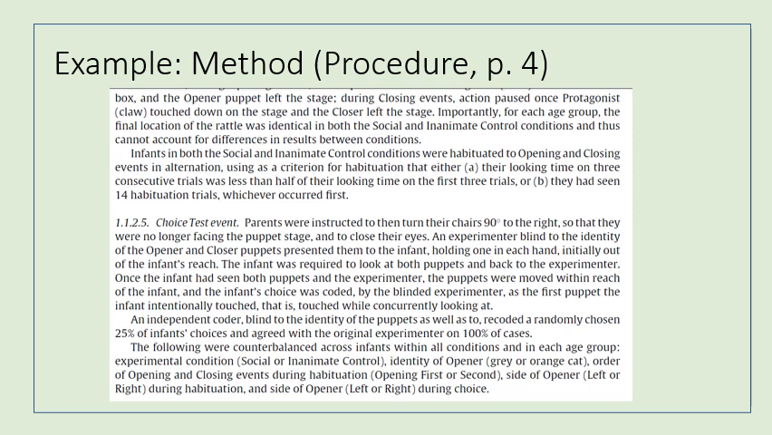An experimenter blind to the identity of the opener and closer puppets presented them to the infant, holding one in each hand, initially out of the infant's reach. The infant was required to look at both puppets and then back to the experimenter. Once the infant had seen both puppets and the experimenter, the puppets were moved within reach of the infant, and the infant's choice was coded by the blinded experimenter as the first puppet the infant intentionally touched. That is, touched it while concurrently looking at it. See how careful they are. An independent coder, blind to the identity of the puppets.